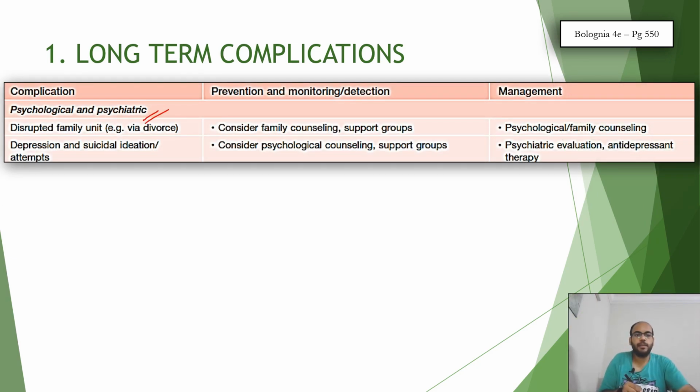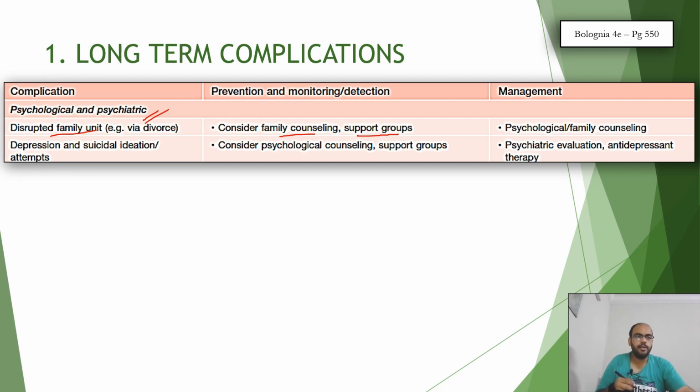Again, very important psychological and psychiatric support. Disrupted family unit. Of course, there will be issues among the parents because of the child they have to care. They are stressed. They are not able to handle properly. So they have to consider family counseling, support groups. Make sure that they know that they are not alone.